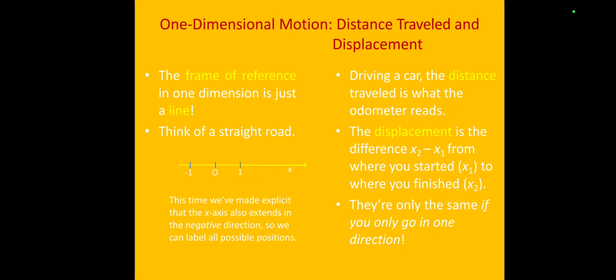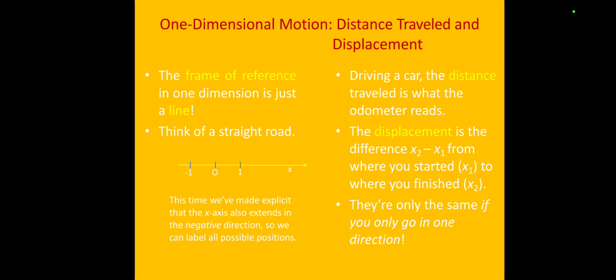One dimensional motion, distance traveled and displacement. The frame of reference in one dimension is just a line. Think of a straight rod. This is the line which has points -1, 0, 1 and the x-axis. This time we have made explicit that the x-axis also extends in the negative direction, so we can label all possible positions.